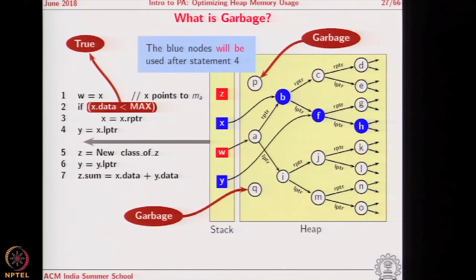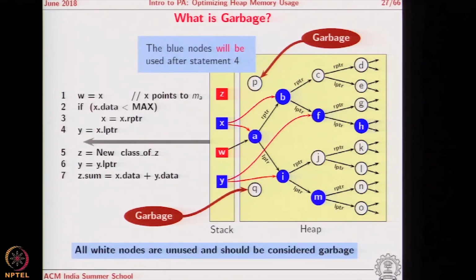Now, in order to over approximate at compile time, we could say I do not know whether it will execute or not, but let me consider both the situations. Let me take a union of both the possibilities, in which case blue nodes are the only nodes that are not garbage, every white node is a garbage, but no textbook will define it as a garbage.